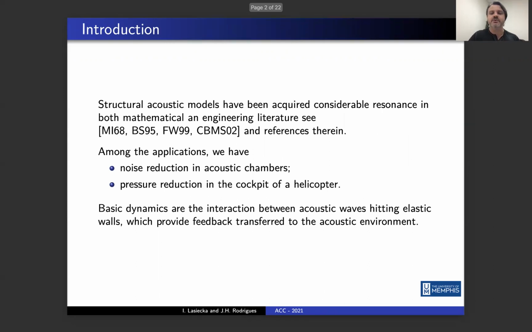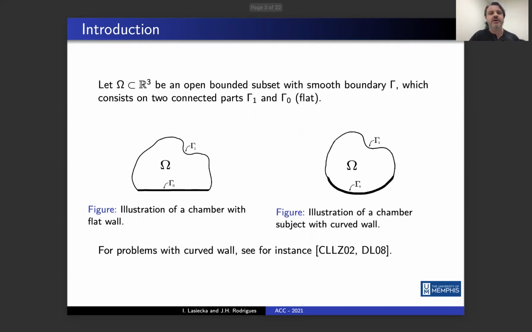Basic dynamics includes the interaction between acoustic waves hitting elastic walls, which will provide a feedback that is transferred to the acoustic environment. As an acoustic environment, we are going to consider a subset omega of R3, supposed to be open, bounded, and with smooth boundary gamma. The boundary gamma will consist of two connected subsets, gamma 1 and gamma naught. The portion gamma naught is what we're going to call a structural wall.